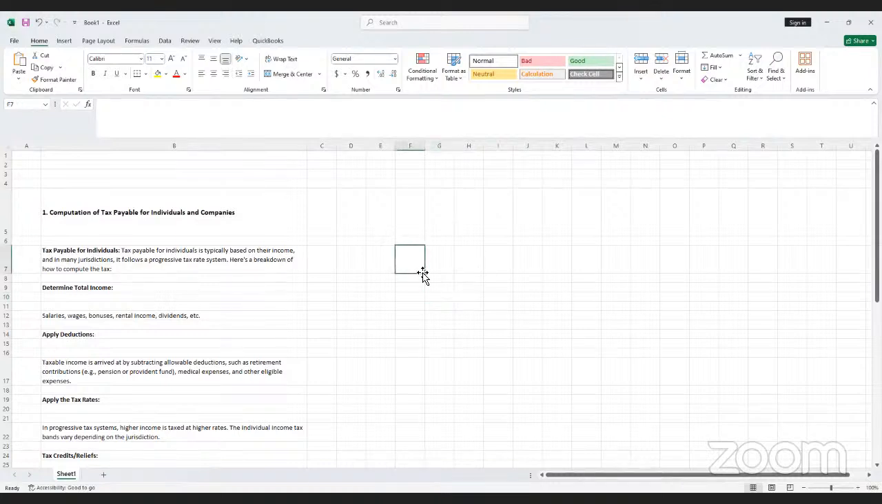So today, we look at the business data analytics part of taxation. On the taxation side, you are required to know how to do the calculation for individuals and for companies.